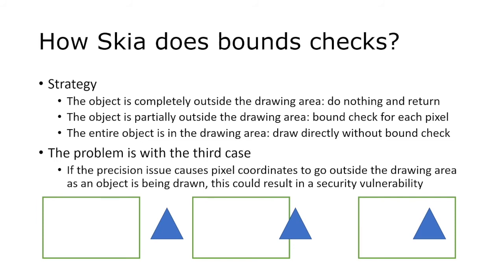And the third case is where precision issues may cause vulnerabilities in software. In that case, the per pixel bounds check is turned off. But the problem is that for each pixel you draw, there may be some rounding errors. And when you draw more and more pixels, these errors add up to something very big.